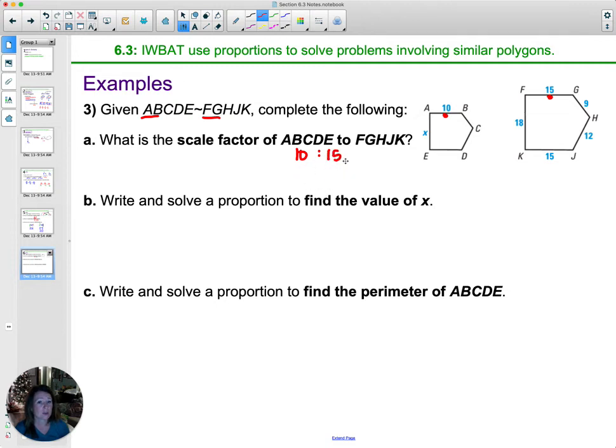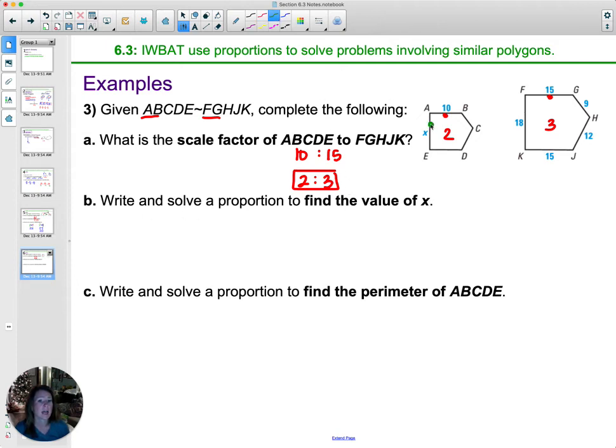Then reduce it. So both of these divide by 5. So 10 divided by 5 is 2. 15 divided by 5 is 3. And that's our scale factor. So then I like to just write it in the shape so that I remember. When I'm looking at this shape, it's all going to reduce to 2, and this shape's going to reduce to 3. So write and solve a proportion to solve for x.